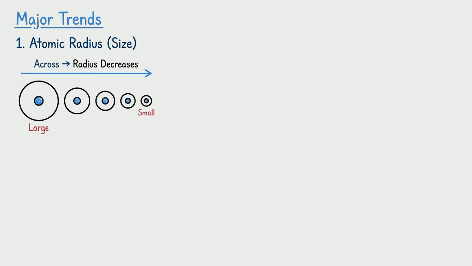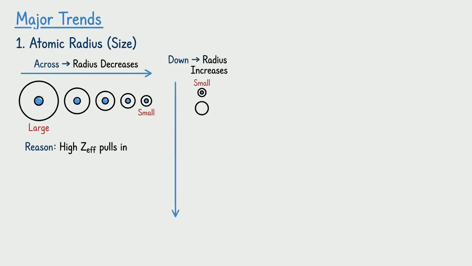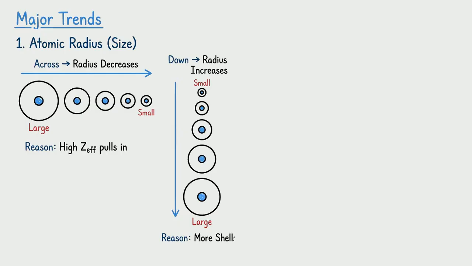Now, let's apply this to the major periodic trends. First, atomic radius. That's the size of the atom, or how far the outermost electron is from the nucleus. Across a period, atomic radius decreases. Why? Because Z_eff increases, pulling electrons in closer. Down a group, atomic radius increases. More shells are added, so electrons are farther out.